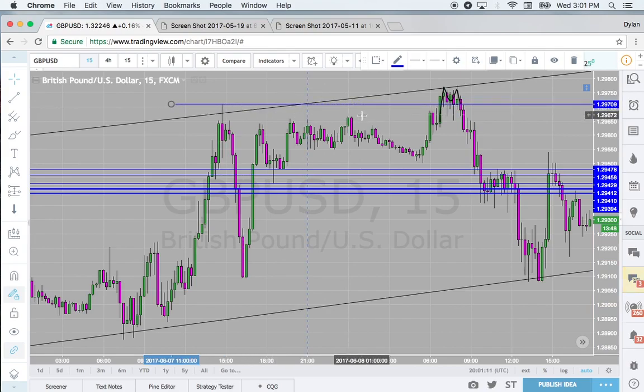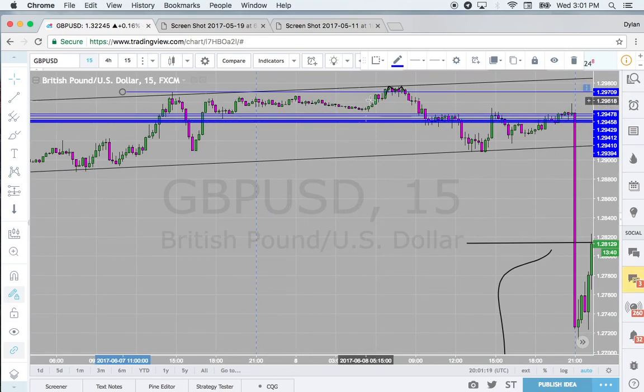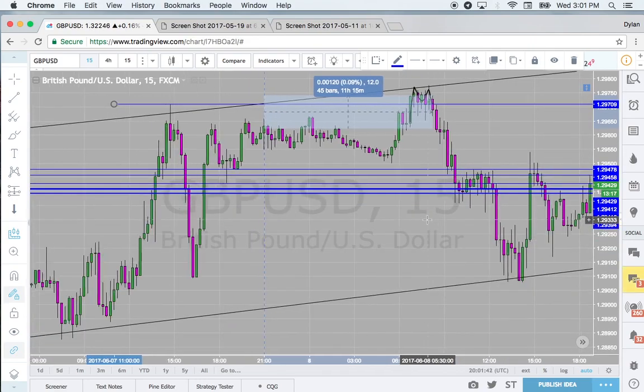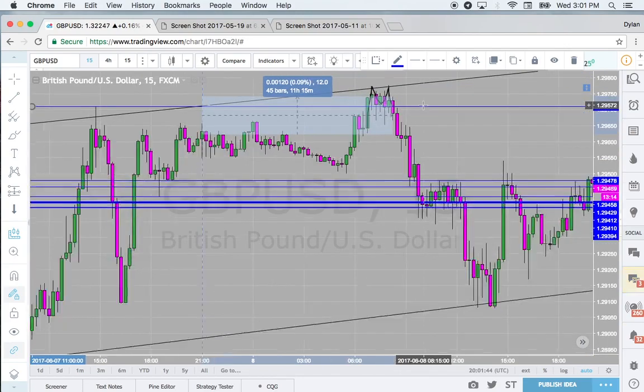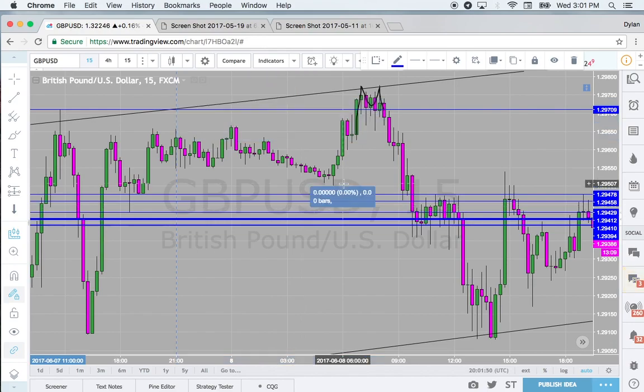Right here, that wick, the high of the previous day, and then we can see Asian session consolidation until London session, and then London session. Here we can see this was 8 hours of consolidation until 10:11. So this would be about 1 o'clock in the morning. So that's right around London session opening for me.